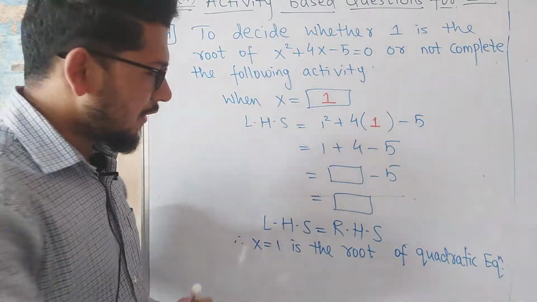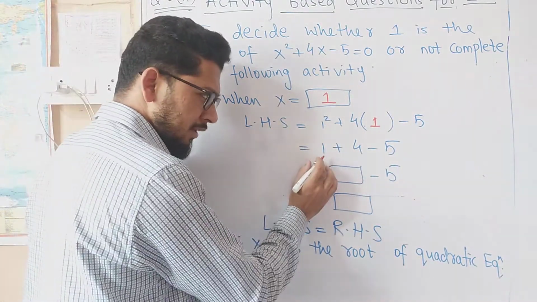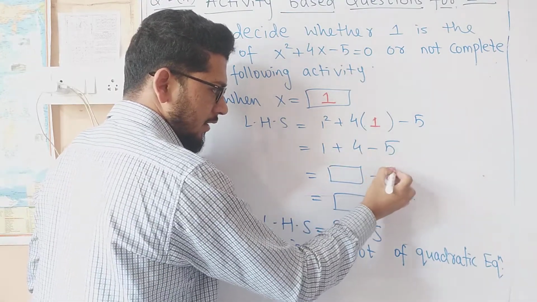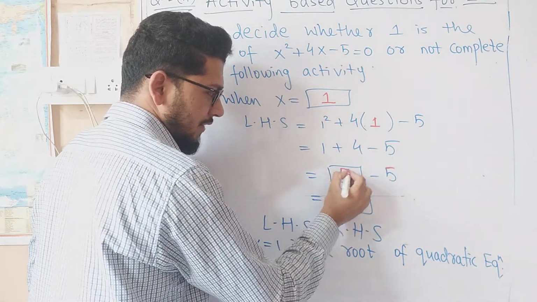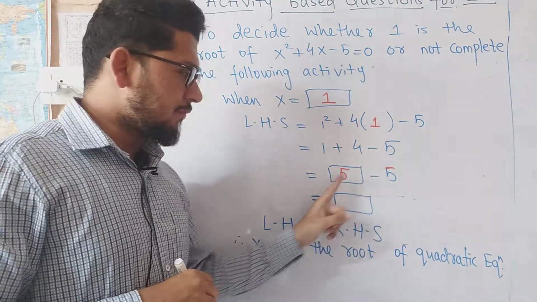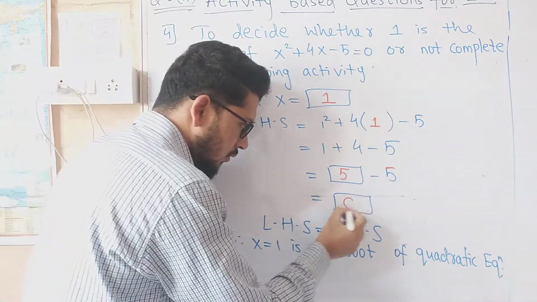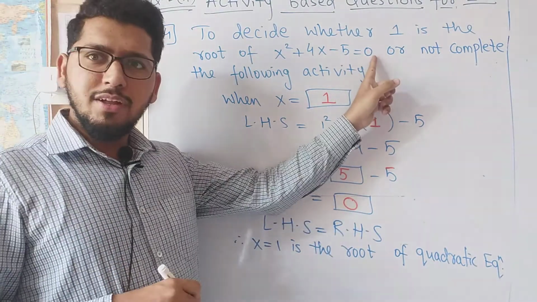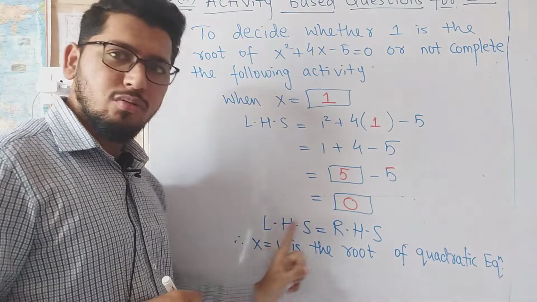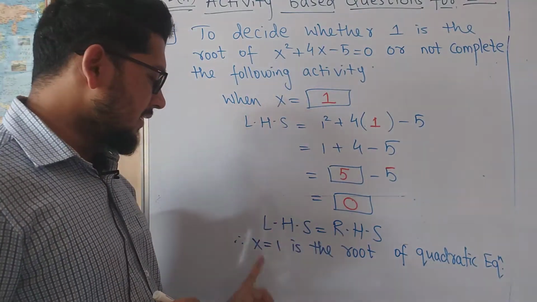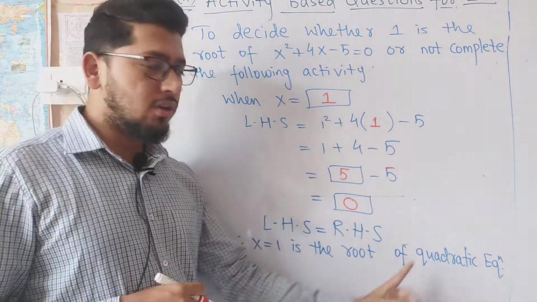Then after that we have to simplify. 1 square is 1, 4 into 1 is given 4, minus 5 is already there. Okay, 1 plus 4 will give you 5. Okay, and this minus 5 is already there. Okay, 5 minus 5 what you will get? 0. Okay, so 5 minus 5 you are getting 0, and in RHS it is also there 0. So that means LHS equal to RHS. When LHS equal to RHS, it means that the x equal to 1 is the root of the given quadratic equation.